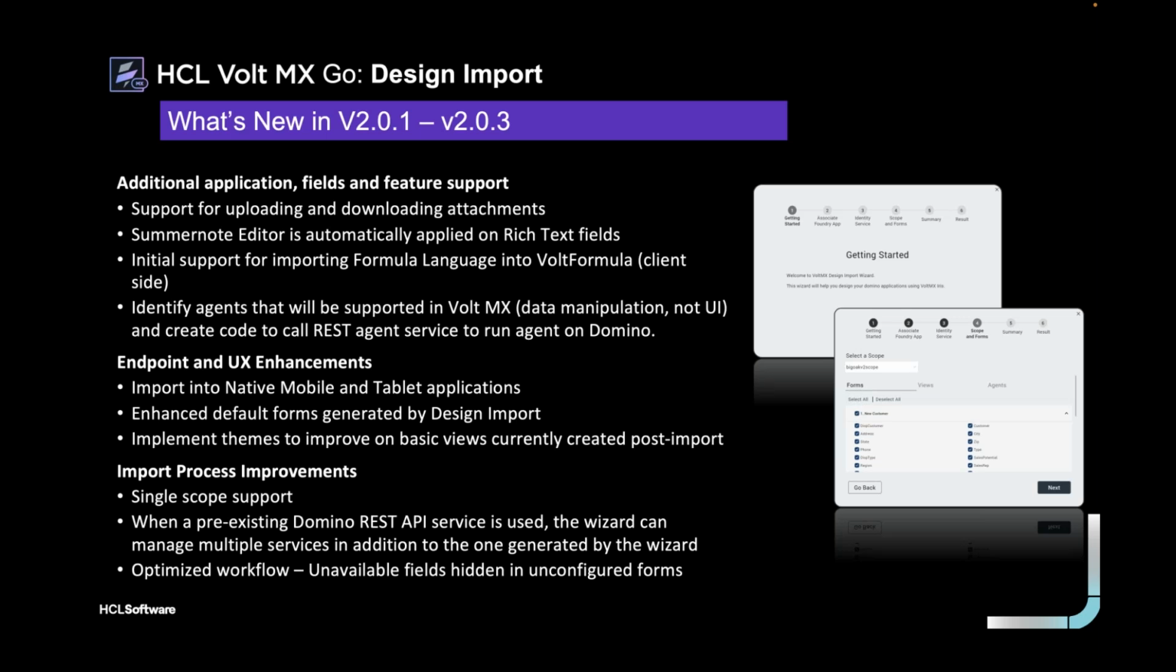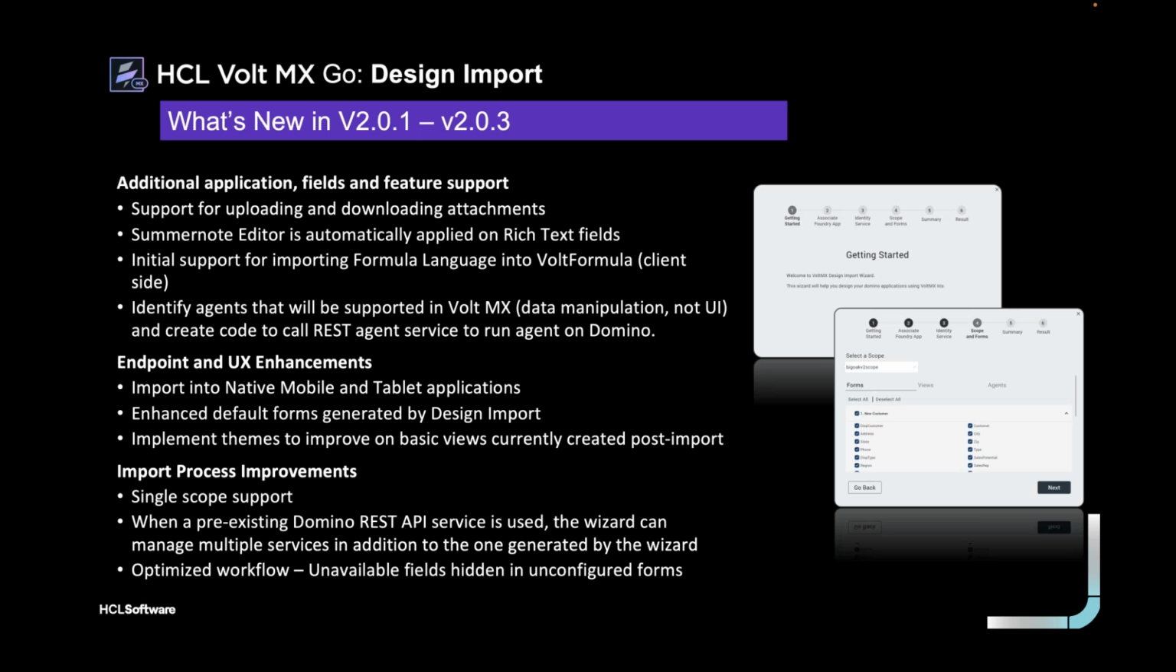We have native and tablet application support now. We've enhanced some of the forms generated by the design import, and we've also put into play additional themes so that you can change the look and feel directly after an import. We've got single scope support, so you can directly import a single scope, and we want to make sure that you are able to continue on with pre-existing RESTful applications. The wizard can recognize those things, and we optimize that workflow as well to make sure that unavailable fields are hidden from configured forms.